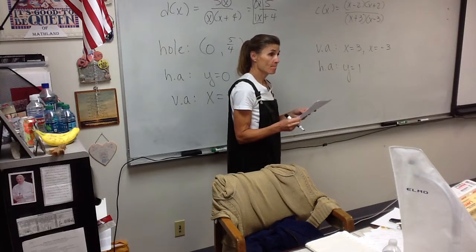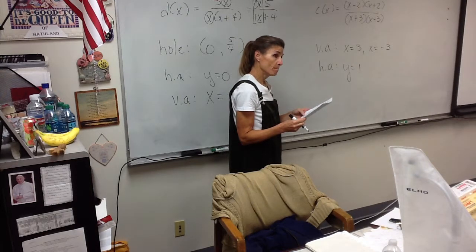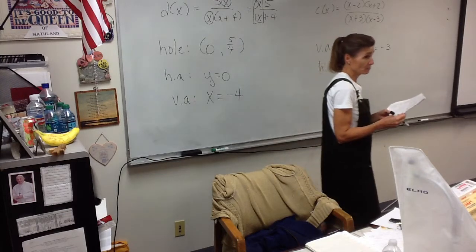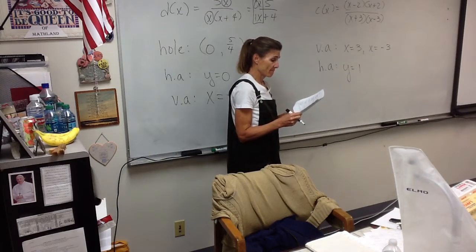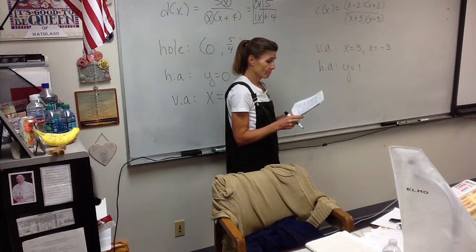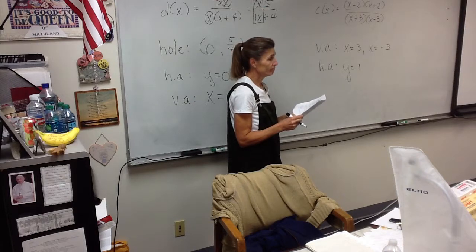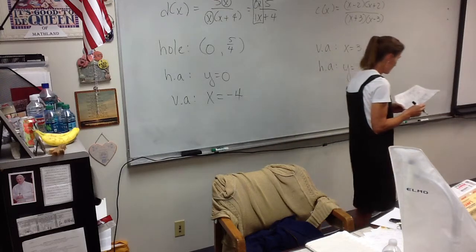Jessica? For the vocab on number 7, for removable and non-removable, are we just allowed to say for removable it has a hole and for non-removable it doesn't? No, for non-removable, it's a vertical asymptote. Yes. Okay. So it's odd where the function is symmetrical with the origin. Anything else from this paper?